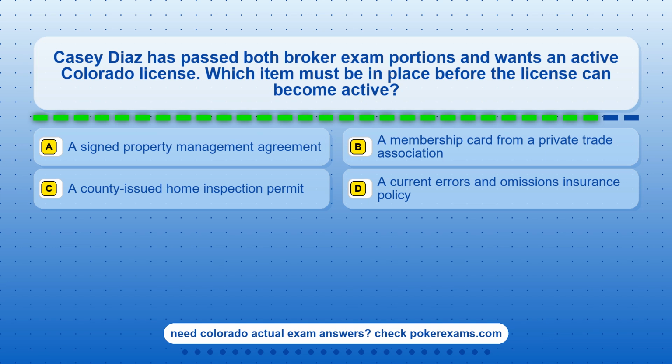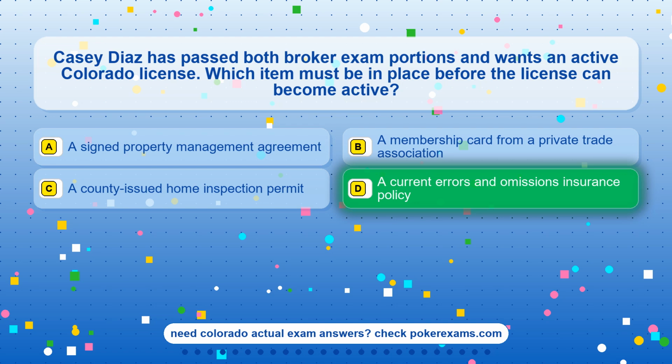Question 1. KCDS has passed both broker exam portions and wants an active Colorado license. Which item must be in place before the license can become active? Option A. A signed property management agreement. Option B. A membership card from a private trade association. Option C. A county-issued home inspection permit. Option D. A current errors and omissions insurance policy.